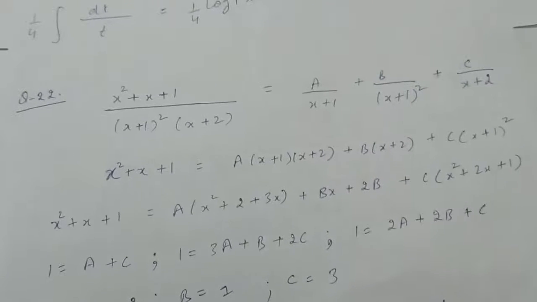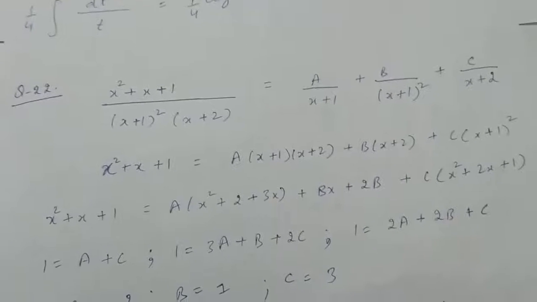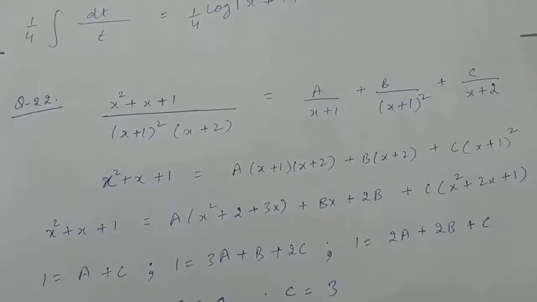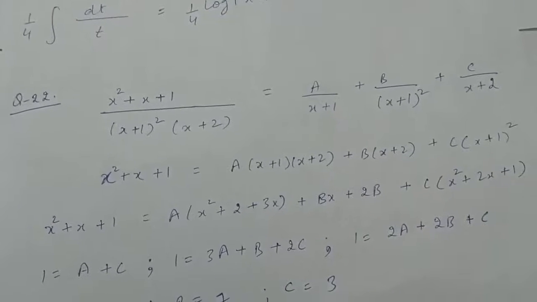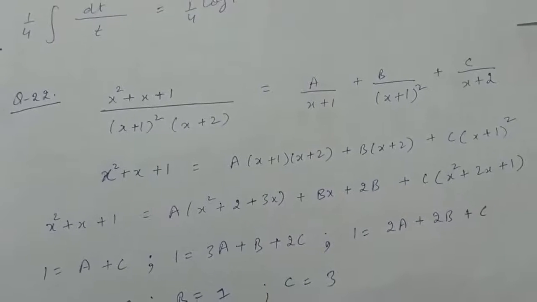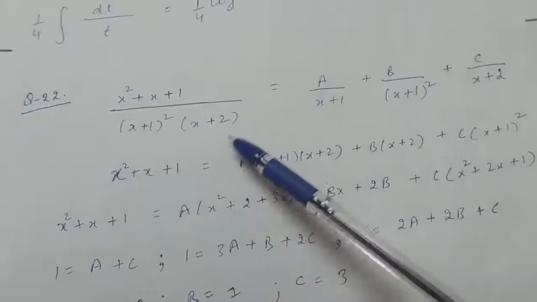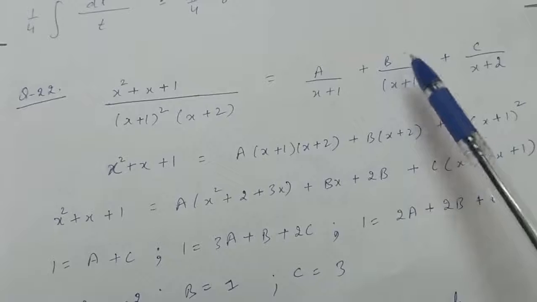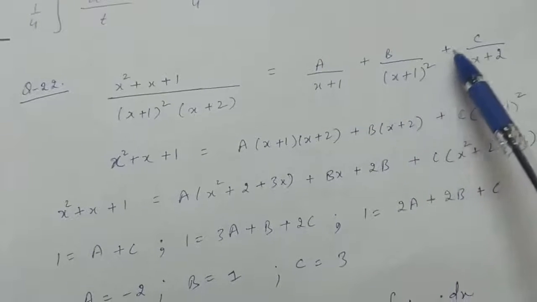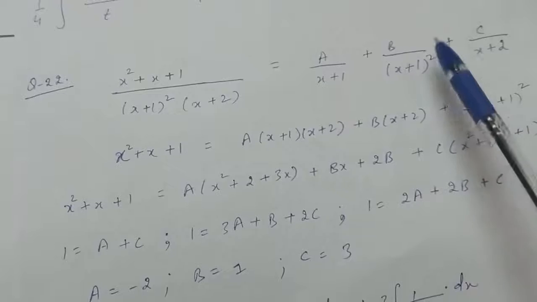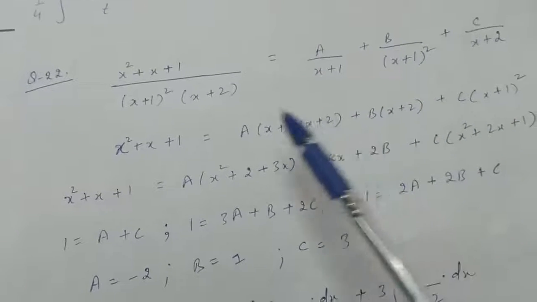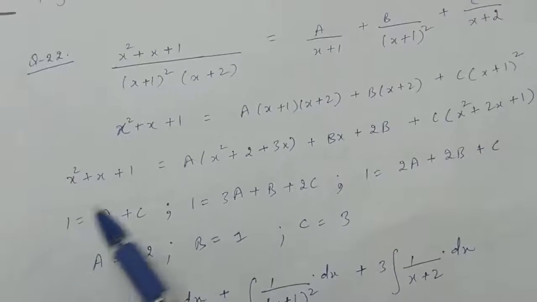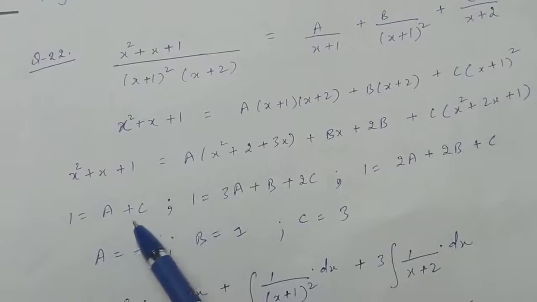Now question number 22. In this question we will use the method of partial fractions. So this is (x square plus x plus 1) upon (x plus 1) whole square into (x plus 2). According to partial fractions, this can be written as a upon x plus 1 plus b upon (x plus 1) whole square plus c upon x plus 2. Take the LCM on the right hand side and compare the coefficients. The coefficient of x square on the left is 1, and on the right side it is a plus c.